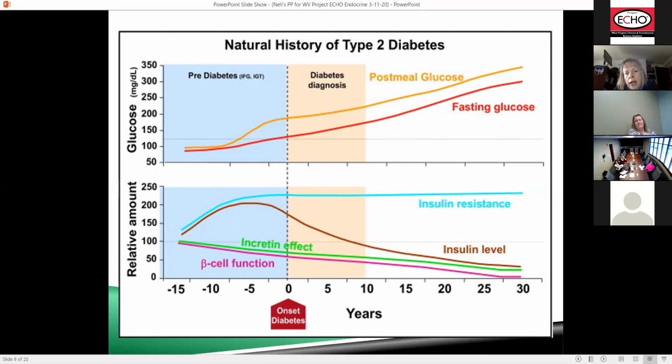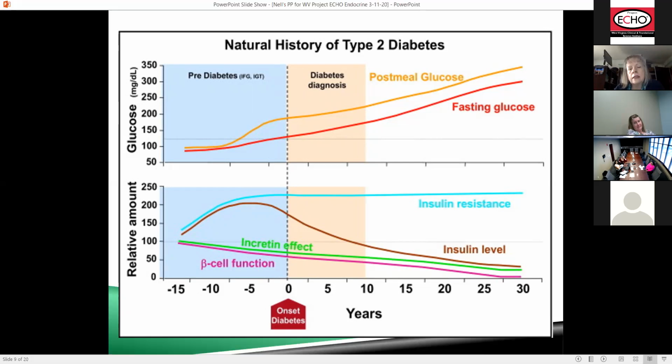So let's look at the bottom graph. We have 4 things that I find very interesting. About 15 years before diagnosis of diabetes, we have insulin resistance in a person with type 2 diabetes. That's the neon blue line. Then the insulin level is the next brown line there, and notice that it's mimicking the insulin resistance. So we have a lot of extra insulin on board for a while, kind of covering that insulin resistance.